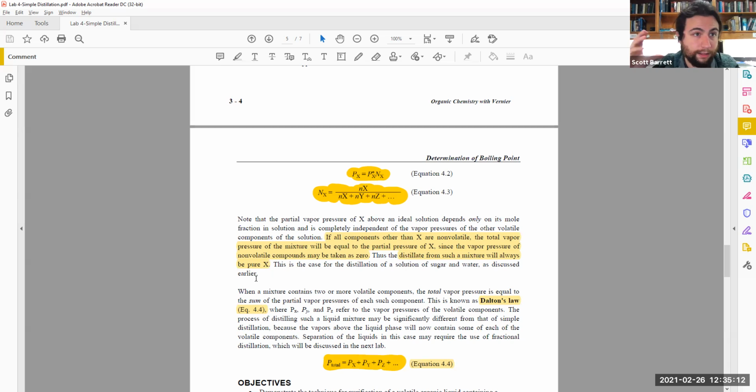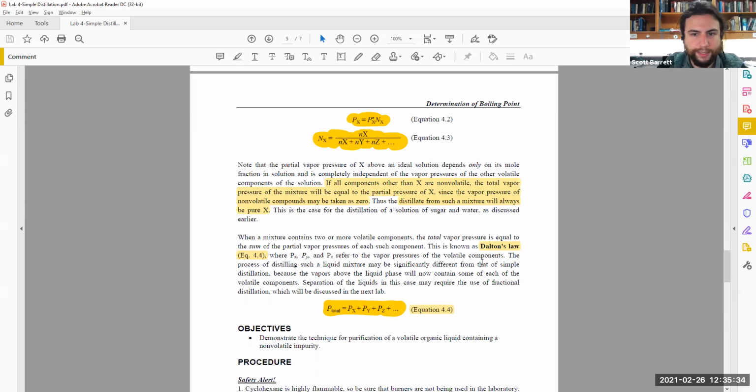The idea that they're trying to hit home is kind of a foreshadow towards fractional distillation, because that is a point where you do need to worry about multiple pressures within the system rather than a system where you have water and sugar. You have a volatile liquid and a non-volatile compound within your solution there. Thus, the distillate, so we already discussed that.